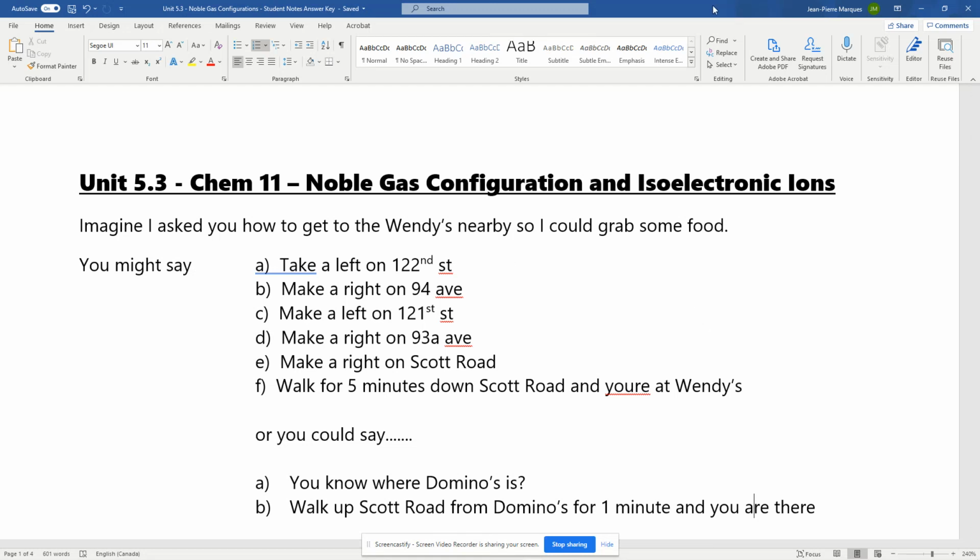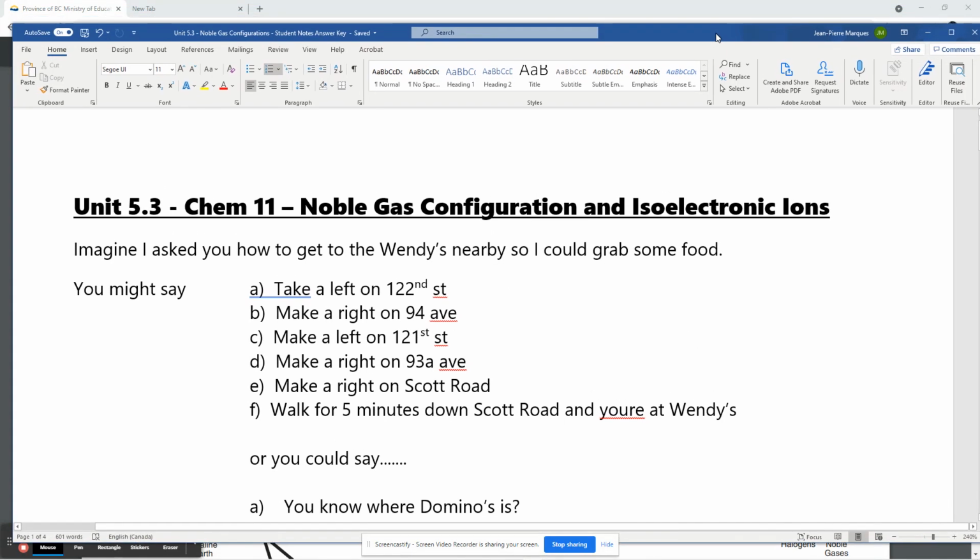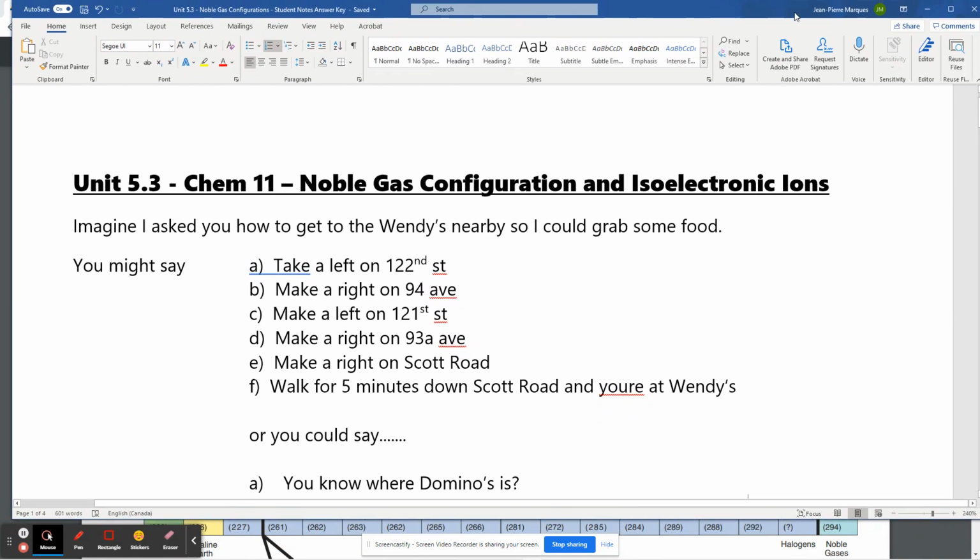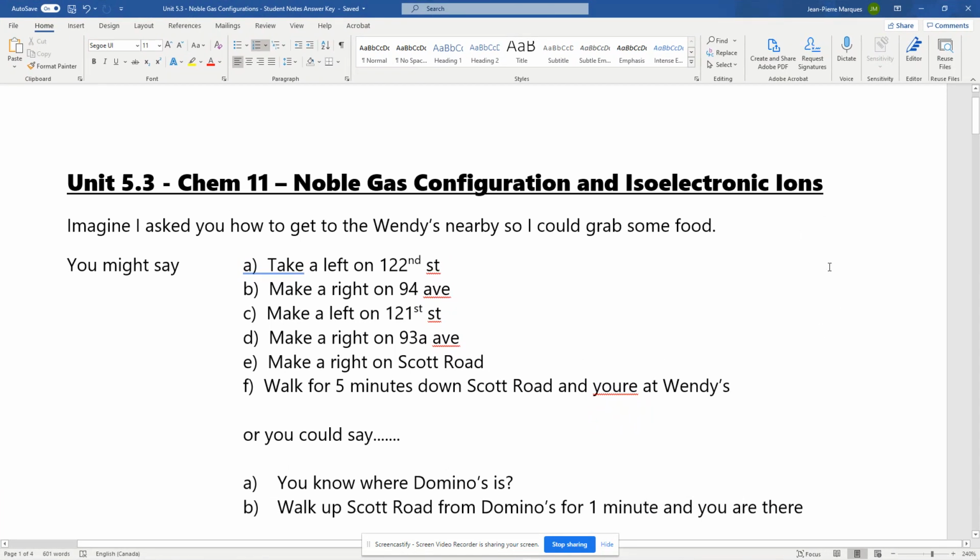So this is Unit 5.3. This is noble gas configuration and isoelectronic ions. So last class we left off with talking about two things. One, your new model of the atom, so your quantum mechanical model. And remember, the quantum mechanical model is very different than what we learned in grade 9 and grade 10.